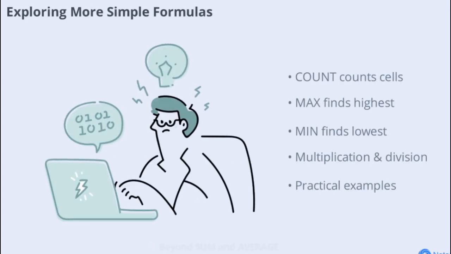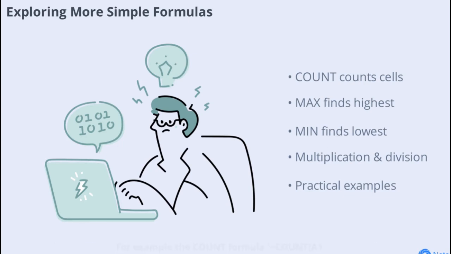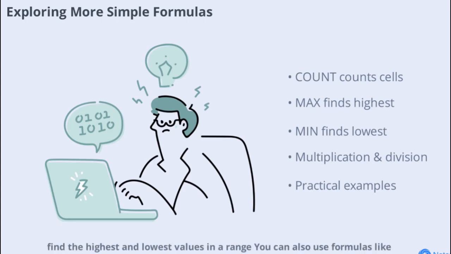Beyond sum and average, Excel offers many other simple formulas that can make your work easier. For example, the count formula, =COUNT(A1:A10), counts the number of cells with numbers, while the max and min formulas help you find the highest and lowest values in a range. You can also use formulas like =A1*B1 for multiplication or =A1/B1 for division.